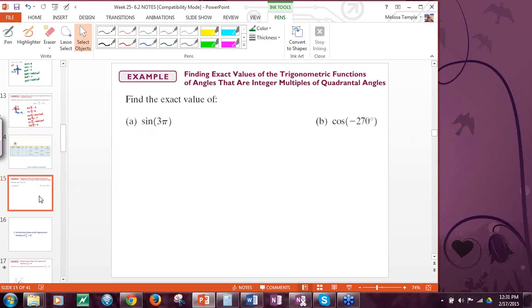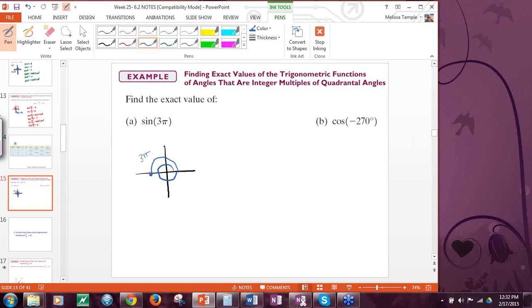So find the exact value of sine of 3 pi. So let's think about where 3 pi would be for a minute. Remember, this is radians because there's no degree marking. In radians, 1 revolution, so all the way around, is 2 pi. That means halfway around is pi. So if I've come all the way around and then gone halfway around again, I've gone 3 pi radians.